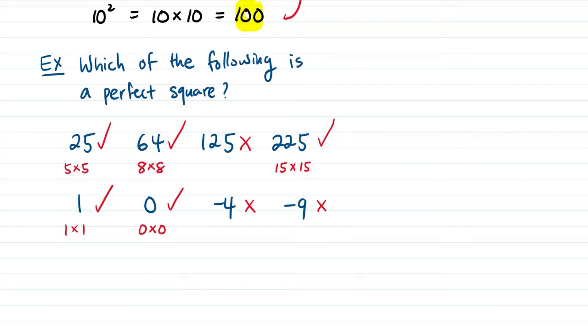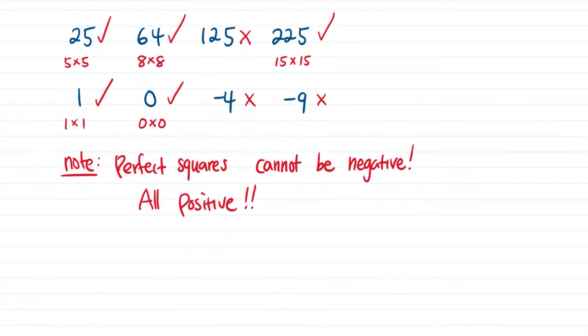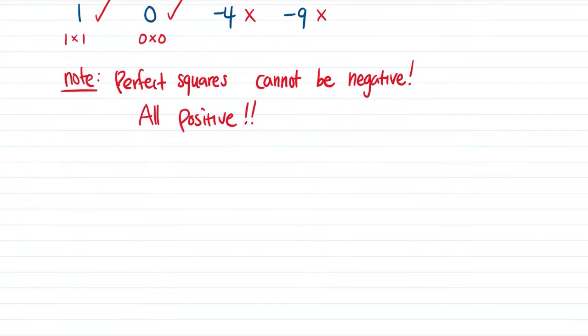So there is a little note that you need to remember. Perfect squares cannot be negative. Okay? Which means all of the perfect squares will be positive. That's what you need to remember. So I think that is enough for perfect squares. Let's go over perfect cubes.